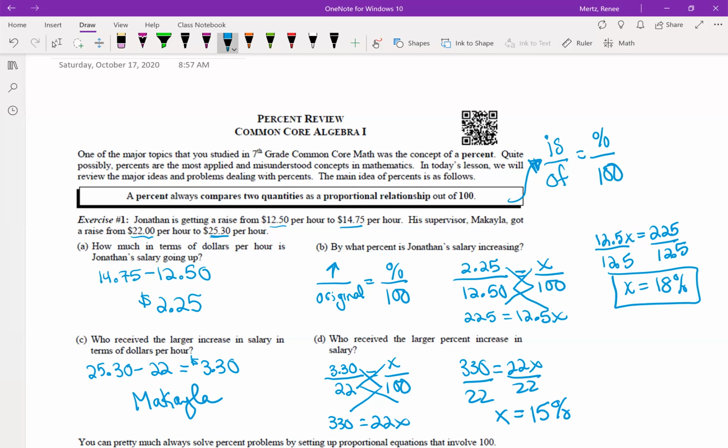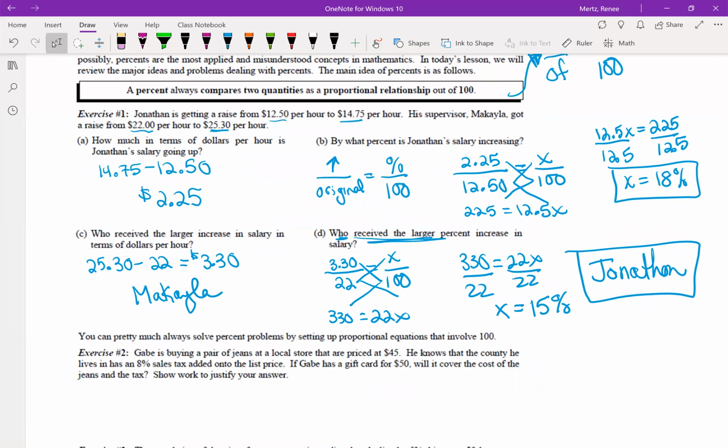Who received the larger percent? Make sure we answer the question. So Jonathan received 18%, Michaela received 15%. So Jonathan. You can pretty much always solve percent problems by setting up a proportional equation that involves 100. So just like we did.